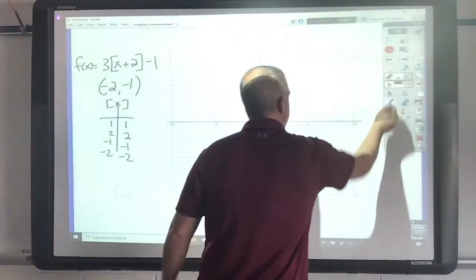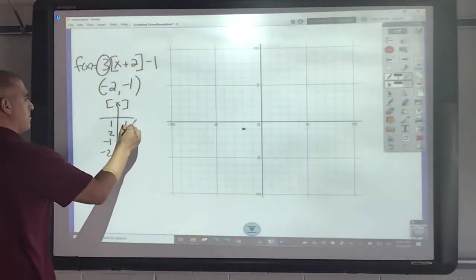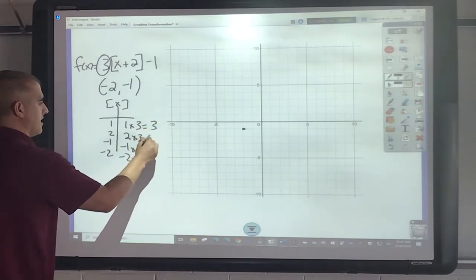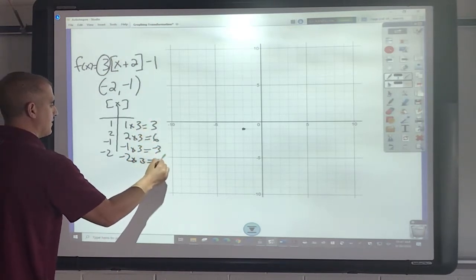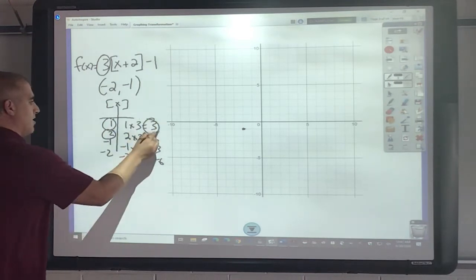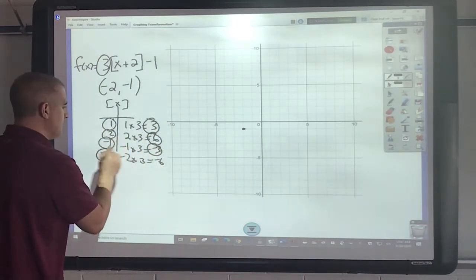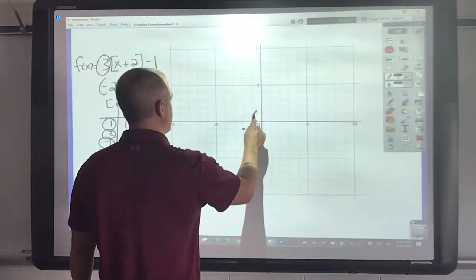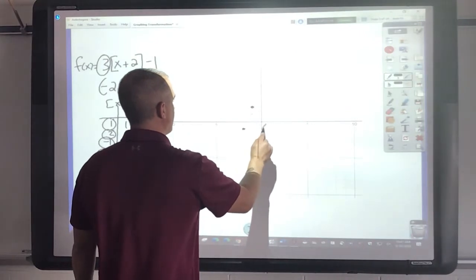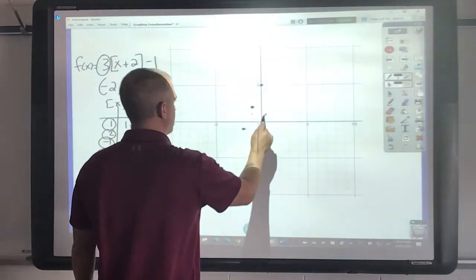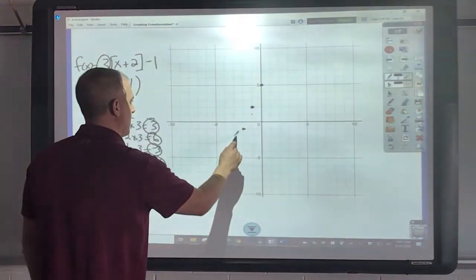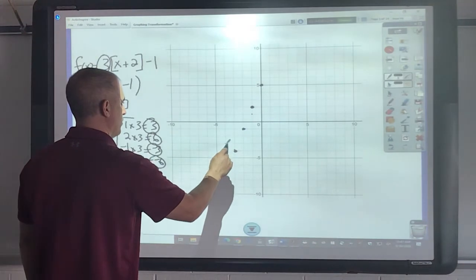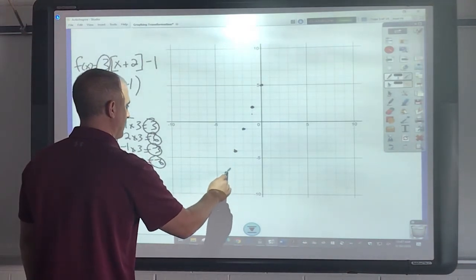Now, we have this 3 in front, so we're going to multiply all of these values by 3. I'm just getting ahead of myself. So 3, 6, -3, -6. So I'm graphing this. Once again, these are not coordinates. This is how you move from the anchor point. So 1 over, 3 up. 2 over, 6 up would be here, 1, 2, 3, 4, 5, 6. 1 left, 3 down. 2 left, 6 down.